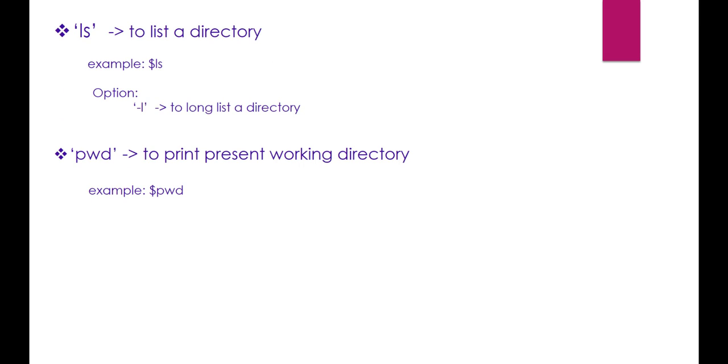We learned 2 commands, ls and pwd. ls is a command which you can use to list a directory. One of the options you can pass to the ls command is letter l, which can long list a directory. You can use the pwd command to print the present working directory.